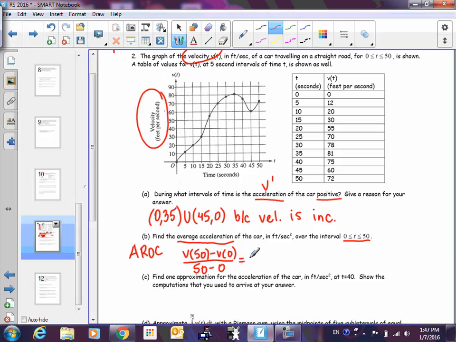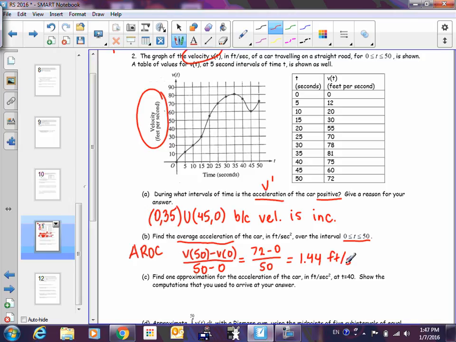Okay, this is where we use the table. So v of 50, we look it up, it's 72. V of 0 is 0. And although you don't have to simplify here on an open-ended question, let's go ahead and do it just for practice. You can use your calculator here. It's okay to write it as a fraction. I'm going to go ahead and write it as a decimal, not for any special reason. It doesn't really matter. In fact, you can leave your answer like this on the AP test.